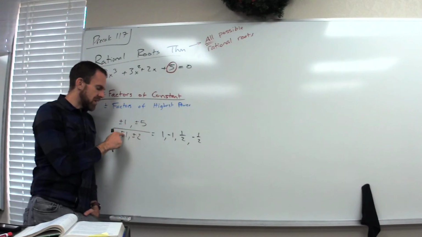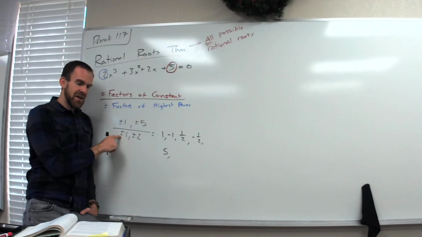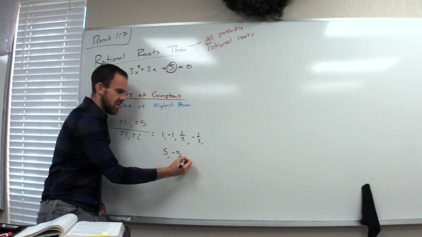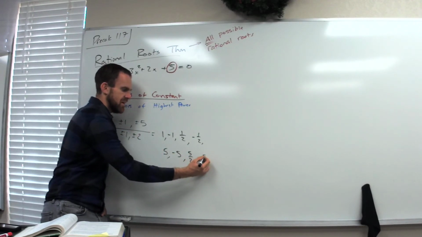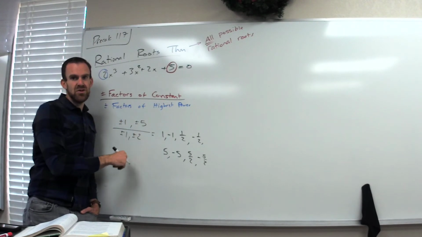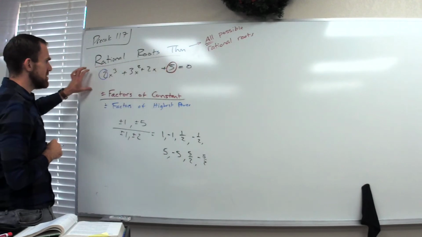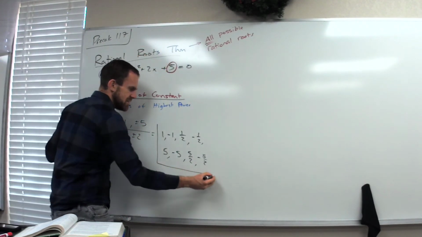So now 5 divided by positive 1 is 5. 5 divided by negative 1 is negative 5. 5 divided by 2 is 5/2. 5 divided by negative 2 is negative 5/2. I don't have to do the minus ones because I've already done plus or minus here. Just make sure you get all of them. So if any zeros will exist for this, or any roots, that's why it's called the rational roots theorem, they're in this list.